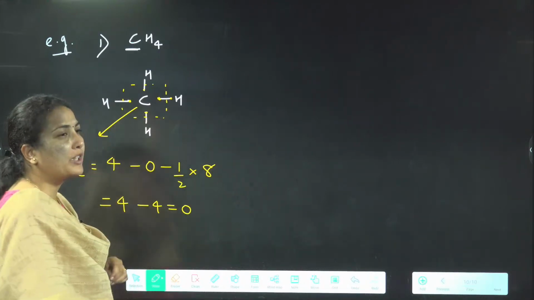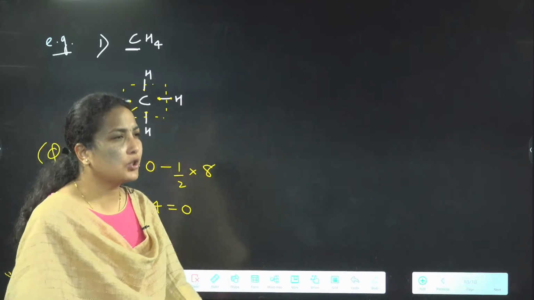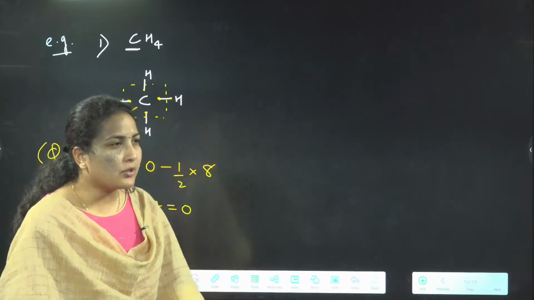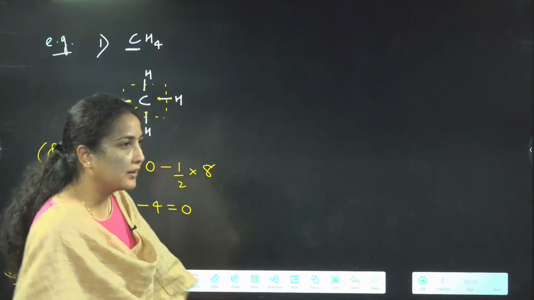For hydrogen also you can check, there is only one electron with it and there should be only one electron in its valence shell. So again, the formal charge on that is going to be 0. So that is the reason 0 plus 0. We are not writing anything, right?